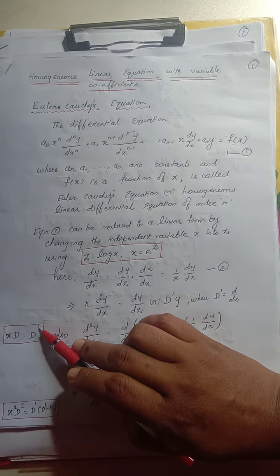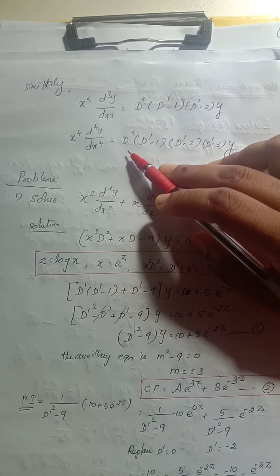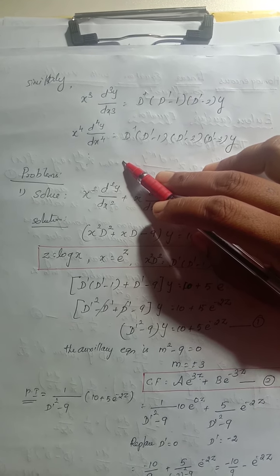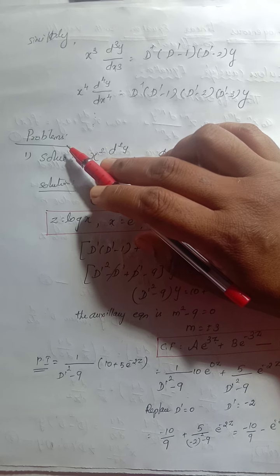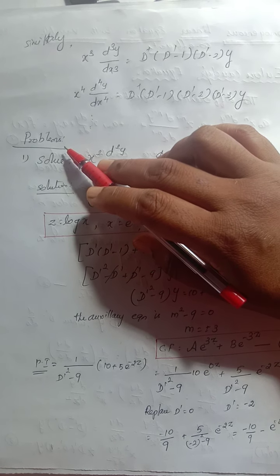Likewise, if we take the second derivative, we can replace x squared d squared by d dash into d dash minus 1. Similarly, for the third derivative, we can replace x cube d cube y by dx cube by d dash into d dash minus 1 into d dash minus 2 of y, and likewise we can do this for n times. We'll see the problems based on Cauchy's equation.